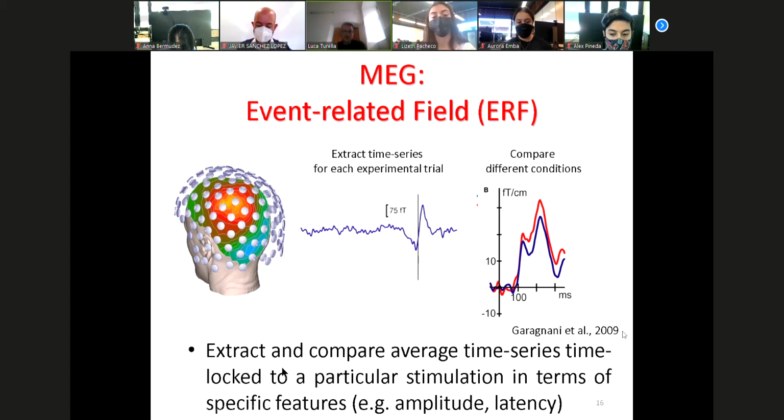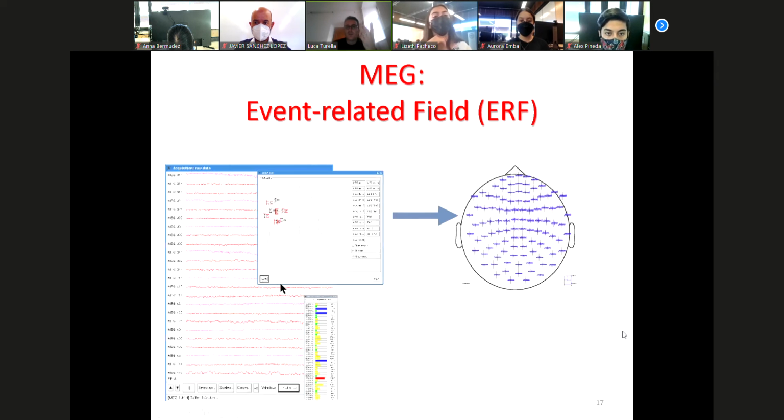So this is just the easiest way of using MEG to try to figure out how the brain works. It's basically by comparing the average signal across several trials for different types of conditions. But as I said, MEG has such a rich type of signal that we can look at the signal in a different way.